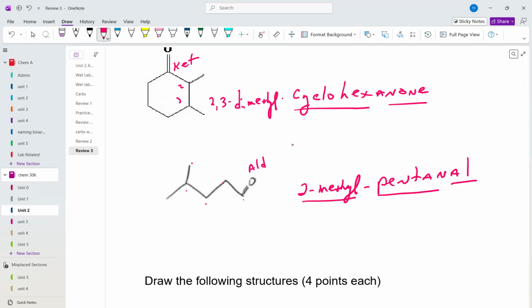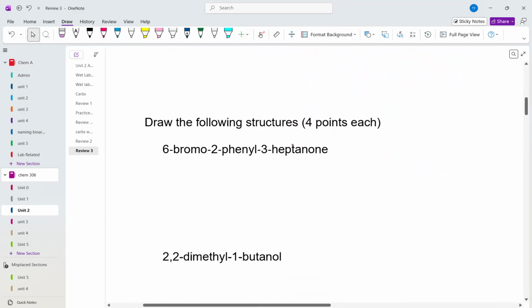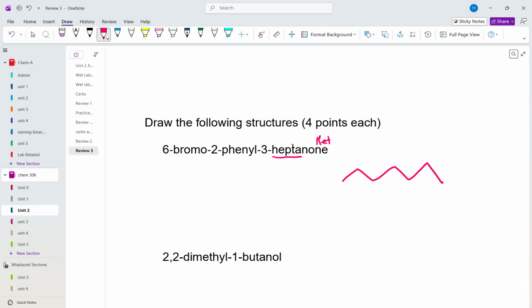Draw these structures. It's a ketone, 7 carbons long, carbon number 3. So 1, 2, 3, 4, 5, 6, 7. We've got on carbon number 2 a phenyl branch, and on number 6, a bromo branch.